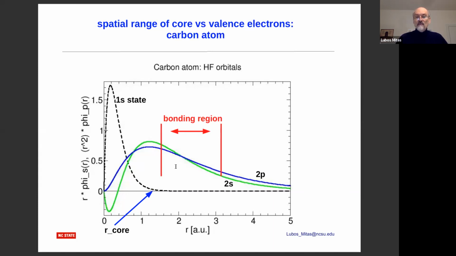And in particular, for us, it's very important, the bonding region. Note the very important point. If you would take a square of these, the core state would be exponentially damped very strongly in the bonding region. Therefore, you see that there's sort of a natural division of the space into the core region, which is given in this case maybe a little bit beyond 1 atomic unit in the distance, and then the rest.